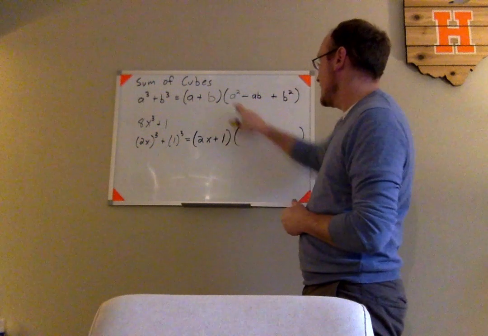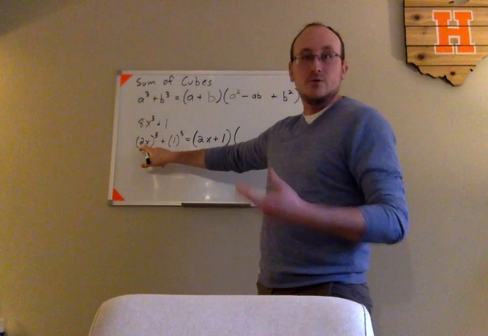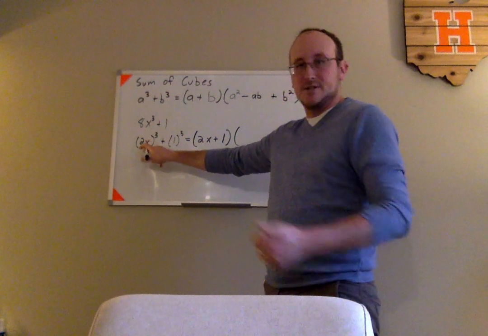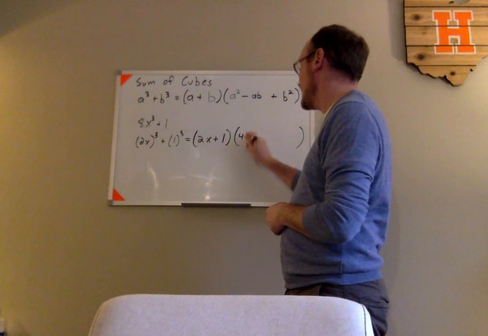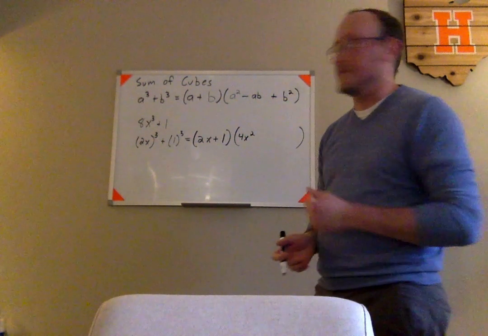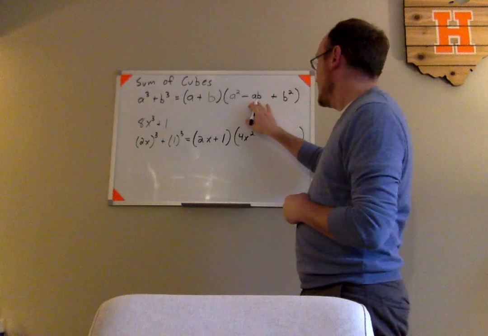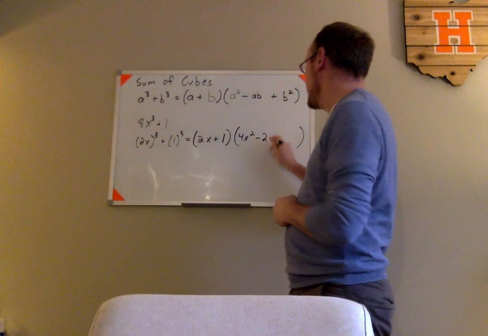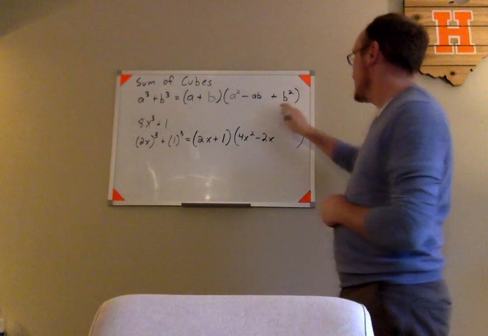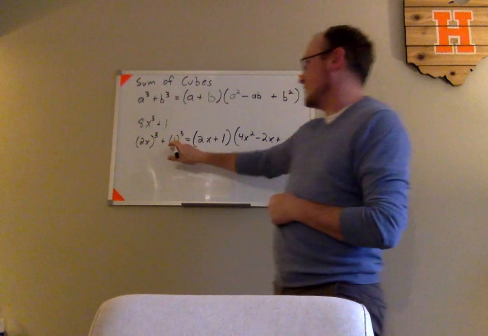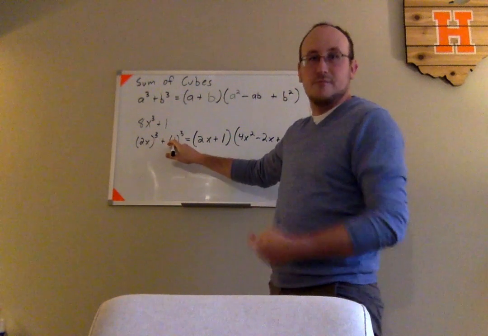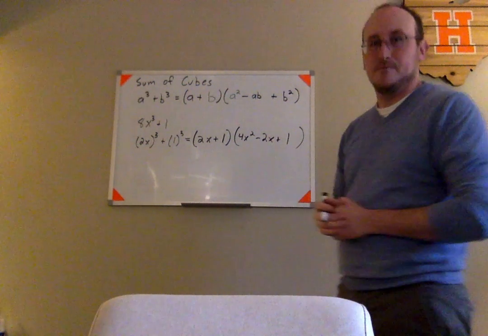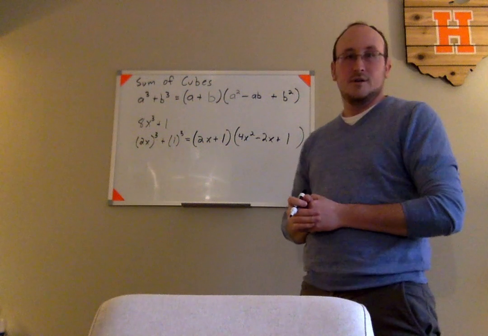Now when I go over here, I need a squared. In this case, a is 2x. So I need 2x squared, which means 2x times 2x, which is actually 4x squared. A lot of times people will make a mistake right there. This middle term will be minus the product of these two things. 2x times 1 is just 2x. And this last term will be plus b squared. Well, in this case, b was just 1, so 1 squared means 1 times 1, which is still, in fact, just 1 in this particular example. And we have factored a sum of perfect cubes.